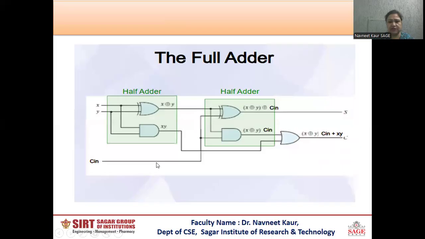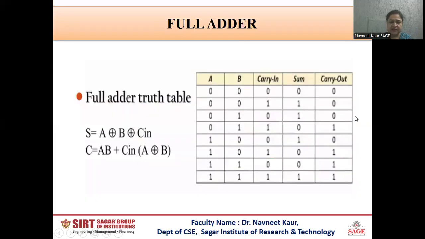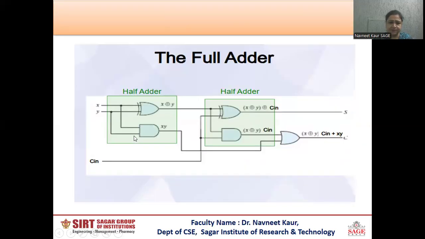Now, this is the logic diagram for the full adder. These are the three inputs X, Y, and C in. First, we can see that X and Y are XORed here, so I'll get X XOR Y. Now, for generating the sum bit, C in will be XORed with X XOR Y. So we will get X XOR Y XOR C in, which will be your sum bit. Here we can see the sum is the XOR of all three inputs.